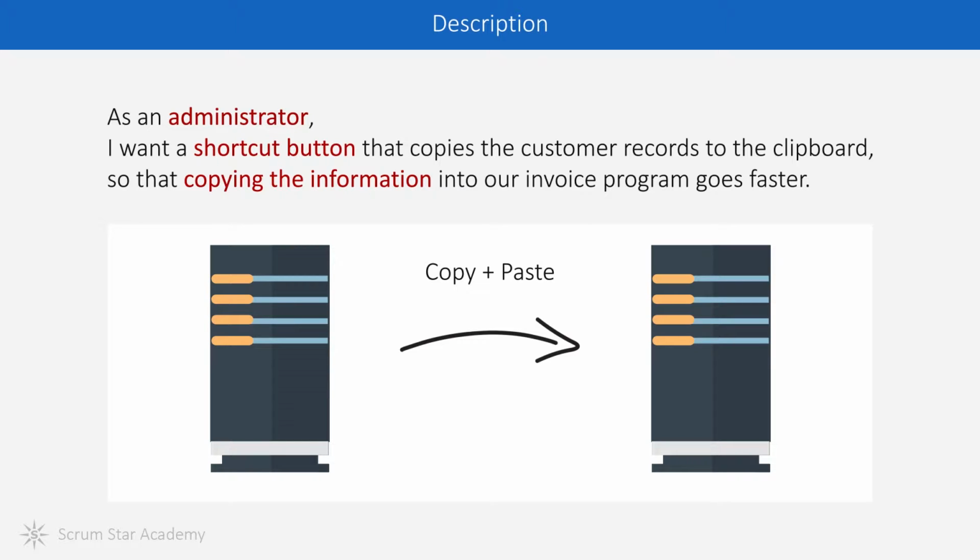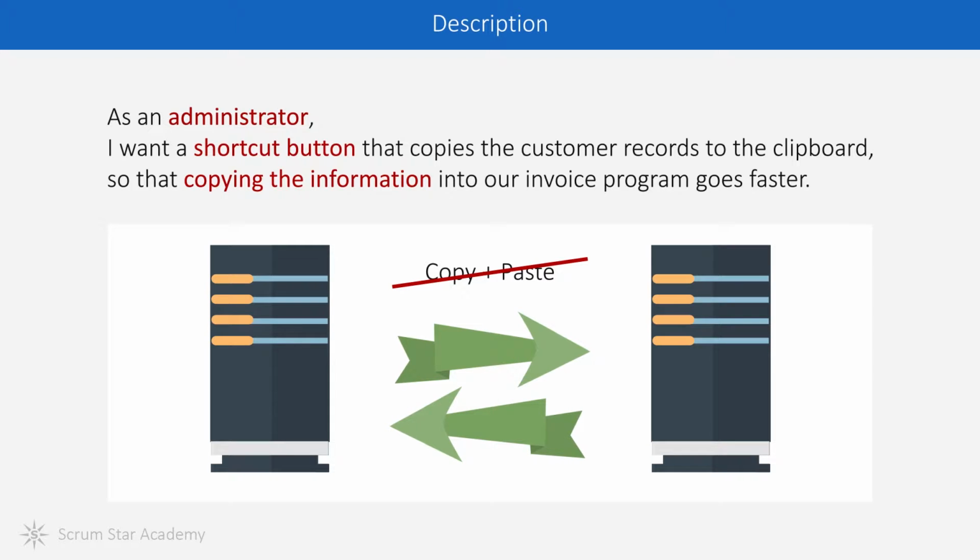But knowing the reason behind this item, the developers can look at it and say, there is no need to copy and paste. We'll just sync the two databases so they always have the same information. If the developers didn't know the reason behind this item, they would have just added a copy button and missed a much better solution. So using this format for user stories can be very helpful.